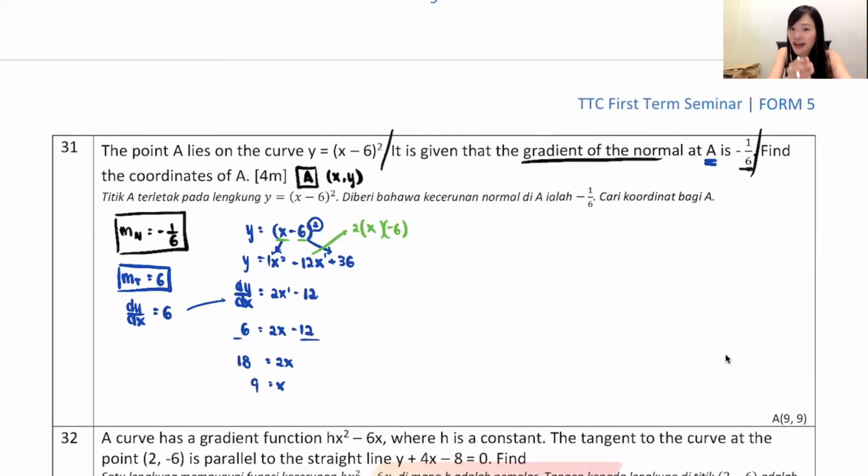So after you find the x, you want to find the y, super easy. Just substitute back into the equation of the curve. Your x is already 9, substitute inside to get your y. So the x is 9, the y is 9. Very good, Roshan. The point A, isn't it? The answer will be 9, 9. Done.